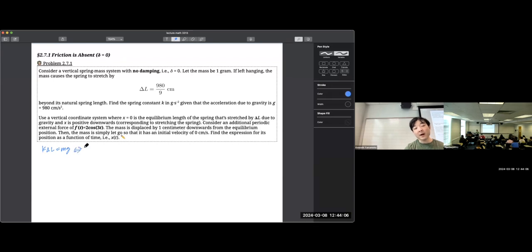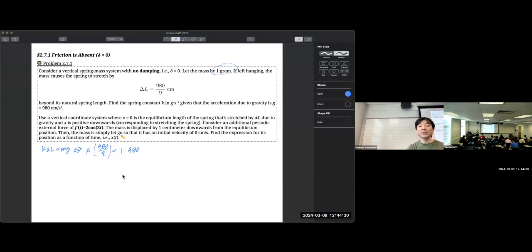And then you need to find K. This is how engineers find K, right? So I measured this, and it looks like the delta L was 980 over 9. M is 1 gram. So I put a 1 gram thing onto this spring. And we know that g is equal to 980.